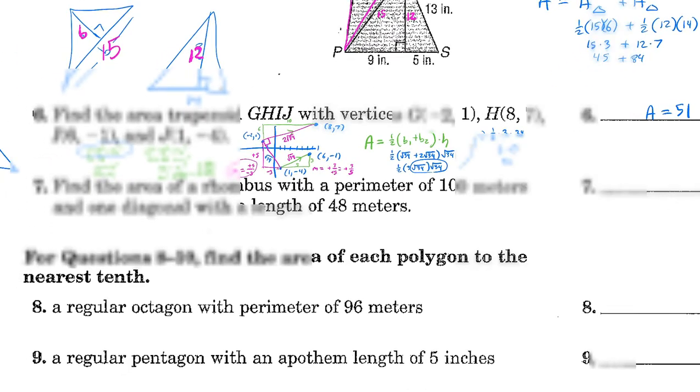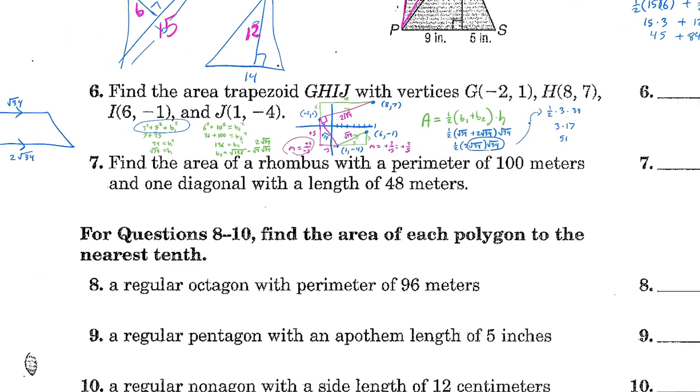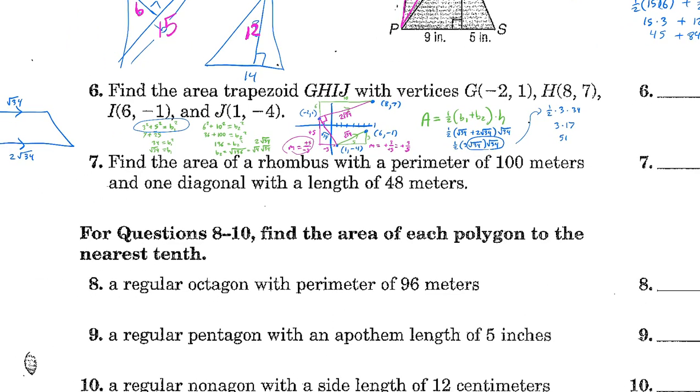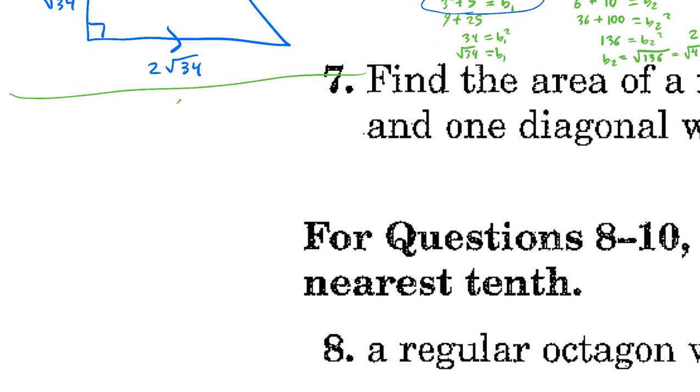Okay. Find the area of a rhombus with perimeter of 100 and one diagonal with length of 48. Okay, well, I know... Oh, no, that's perimeter, not area. Okay, well, let's draw it first. I don't know. Let's do green. All right, so what we've got is perimeter 100.